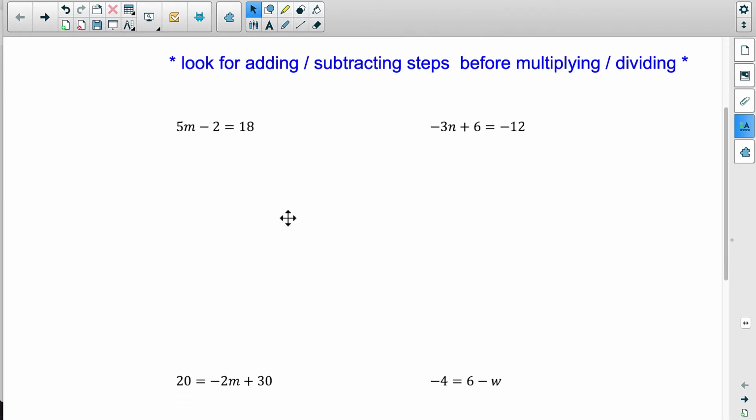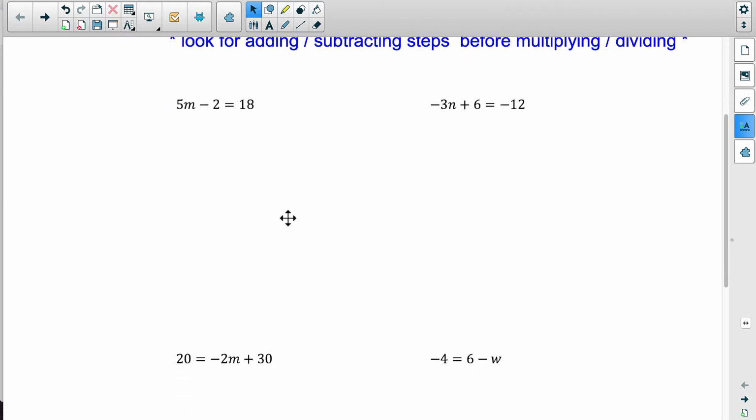Okay, let's get right into it. So the first question here, we have 5m minus 2, and we want to get that m by itself. That's the whole goal, right? So which numbers are problems here? Well, the 5 is a problem, and also the negative 2. Those are both on the same side as the m, and we want to get the m all by itself. We want to get rid of these highlighted numbers.